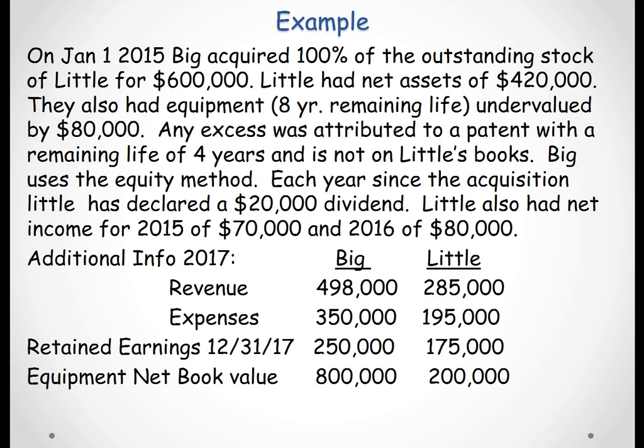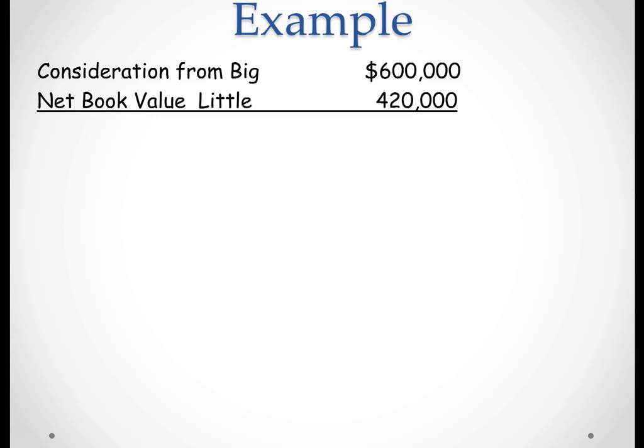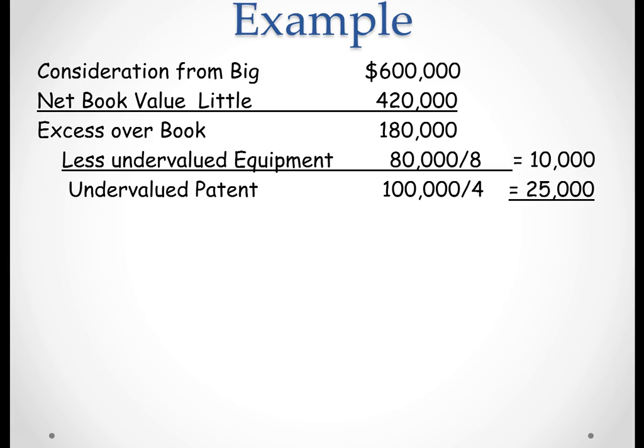Additional information for 2017. So now we have the information we need. What is the consolidated net income, retained earnings, equipment, and patent for Big at 12/31/2017? All right. So consideration from Big, less net book value of Little, means we have excess over book of 180. Take away our undervalued equipment, so we have a patent valued at $100,000. So now we have total depreciation and amortization of $35,000.